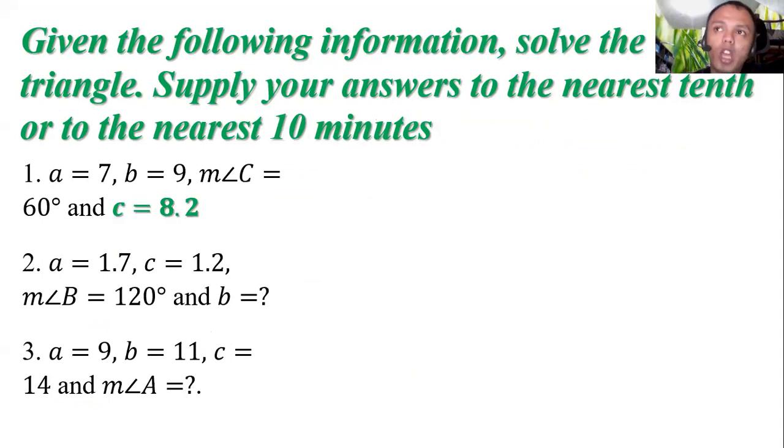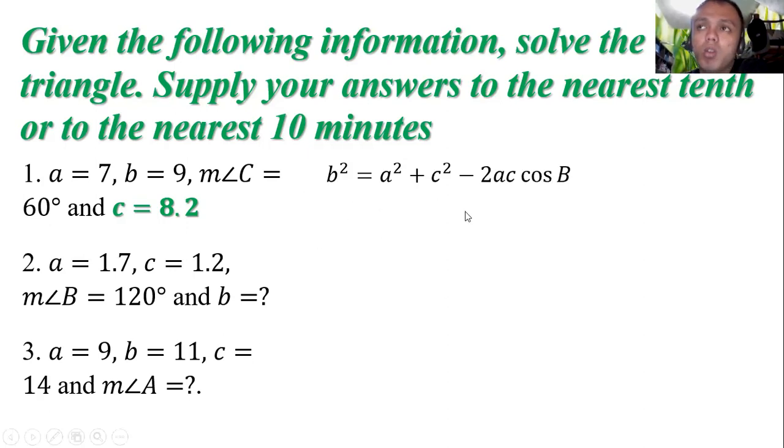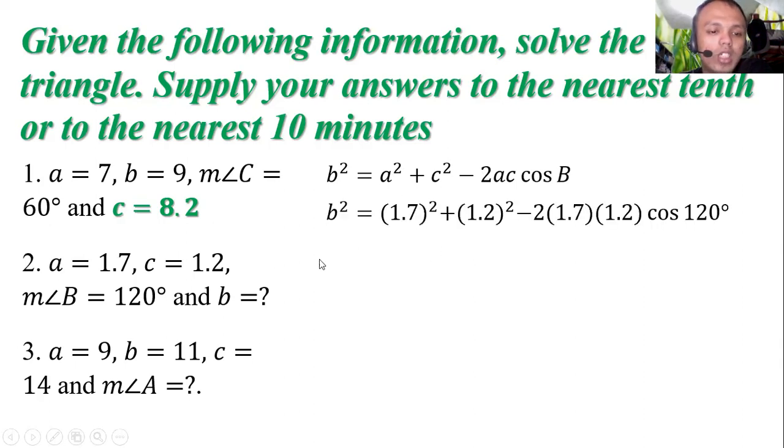Next, number 2. We have A is equal to 1.7. Your C is equal to 1.2. Measure of angle B is equal to 120 degrees. Okay? Find your B, your side B here. Again, nasa SAS tayo, no? SAS cases. So to find side B here, we have B squared is equal to A squared plus C squared minus 2AC times cosine B. Your B here is unknown pa, no? Your A is equal to 1.7. Your C naman is 1.2, no? Then your angle B or cosine is 120.